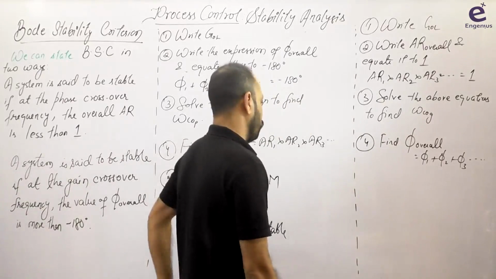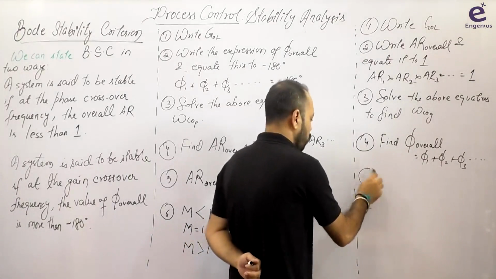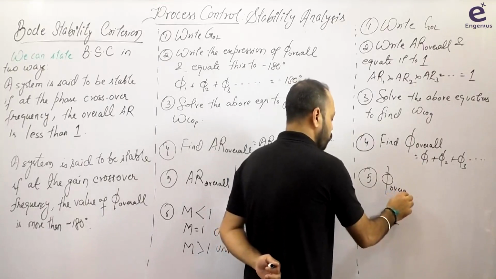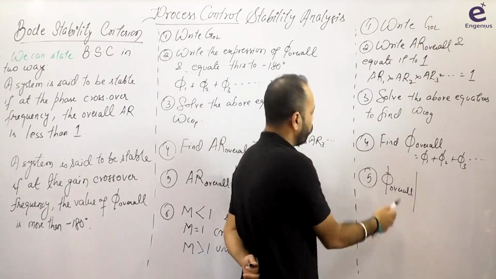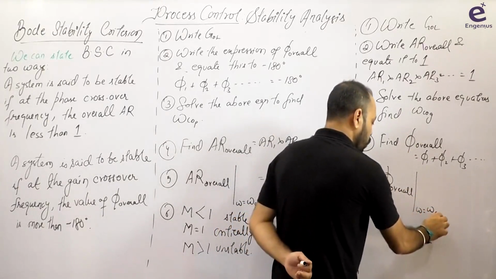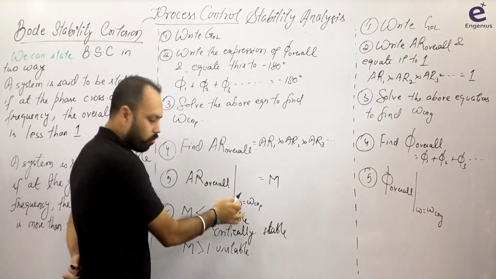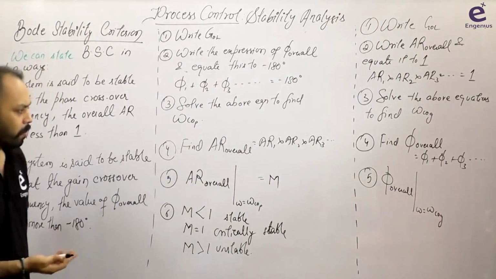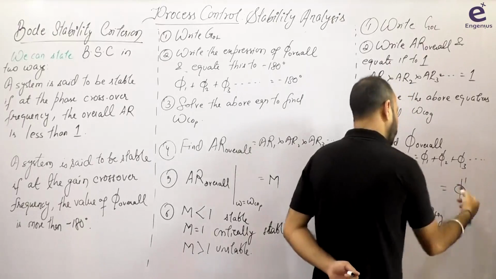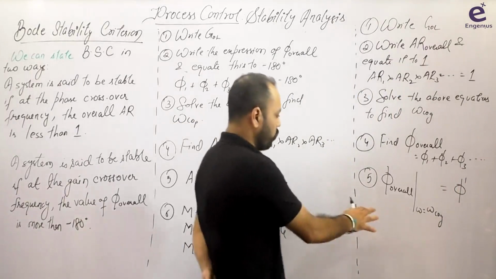Next step, fifth point, I'll calculate phi overall at this frequency. Phi overall is also a function of omega. Put omega equal to omega COG. I gave the value of AR overall at the phase crossover frequency the name M. Let us also give this a name. You can call it phi dash or any other name, theta or Z, whatever you want. Phi overall is phi dash.